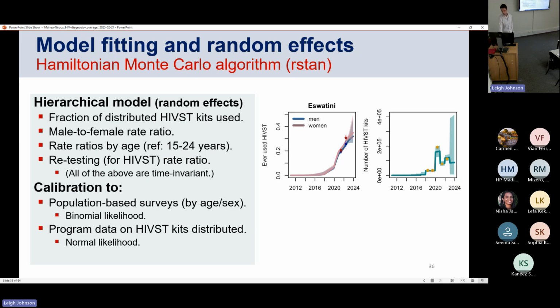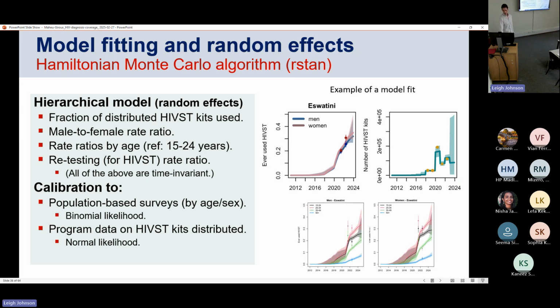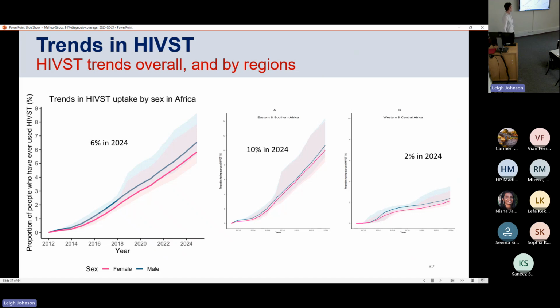So this is the overall fit, but we also fit by age and sex. We're assuming that the age rate ratio are the same between sex, but we could simplify that. In terms of overall uptake, it's about 6% in 2024, slightly higher for men, and there are huge regional differences. It's only 2% in West and Central African countries, whereas it's 10% in Eastern and Southern African countries.